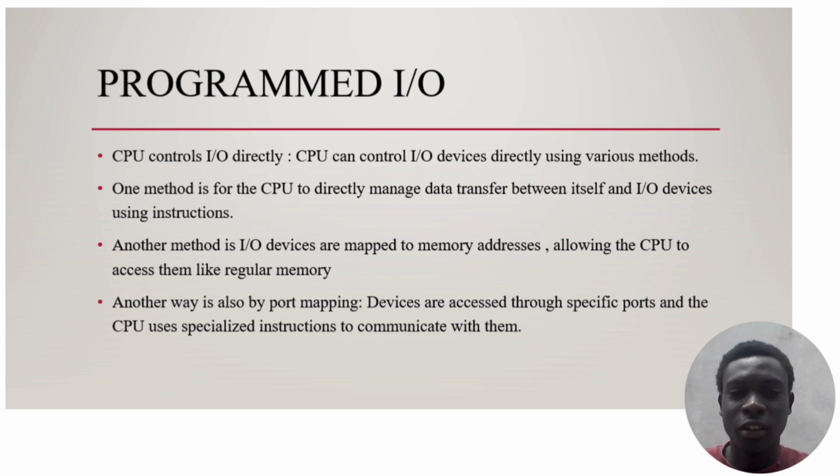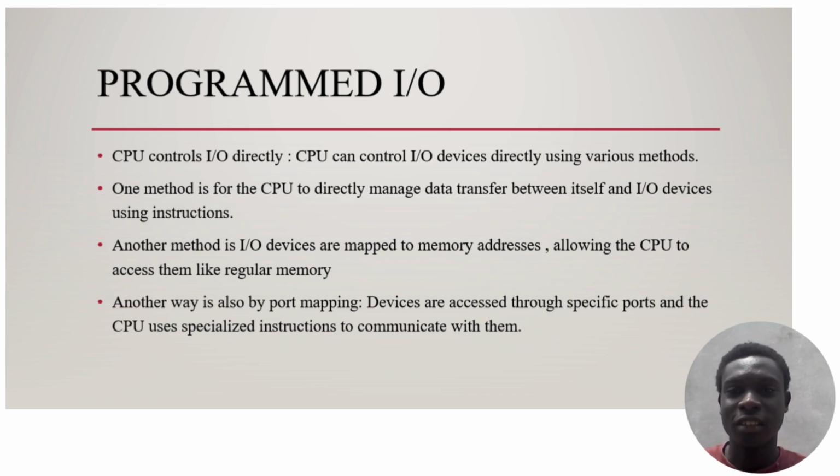What we mean by program I/O is a method of data transmission via input and output between the central processing unit, that's the CPU, and a peripheral device, such as parallel ATA and storage device. So you talk about the I/O. One, the CPU controls I/O directly. What do we mean by that? The CPU controls I/O devices directly using various methods, as you can see on the screen.